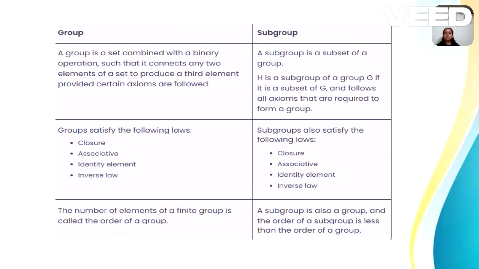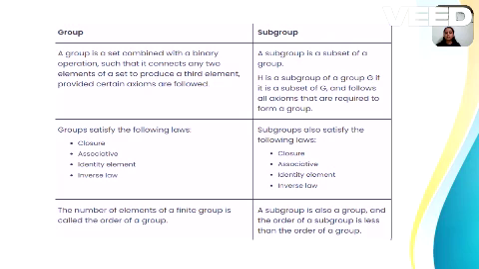Now let's see the difference between a group and a subgroup. A group is a set combined with a binary operation such that it connects any two elements of the set to produce a third element, provided certain axioms are followed. A subgroup is a subset of a group. H is a subgroup of a group G if it is a subset of G and follows all the axioms that are required to form a group.